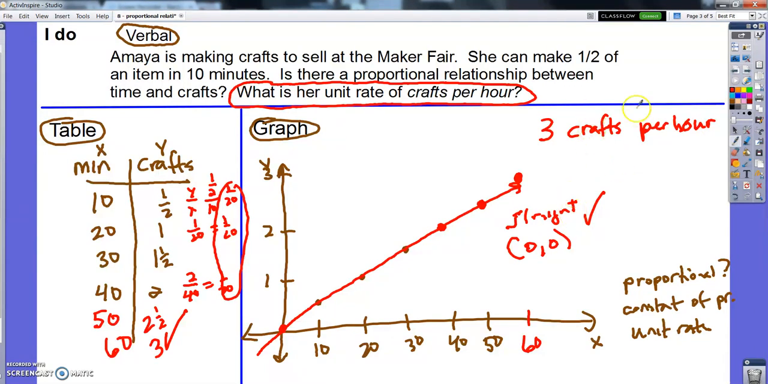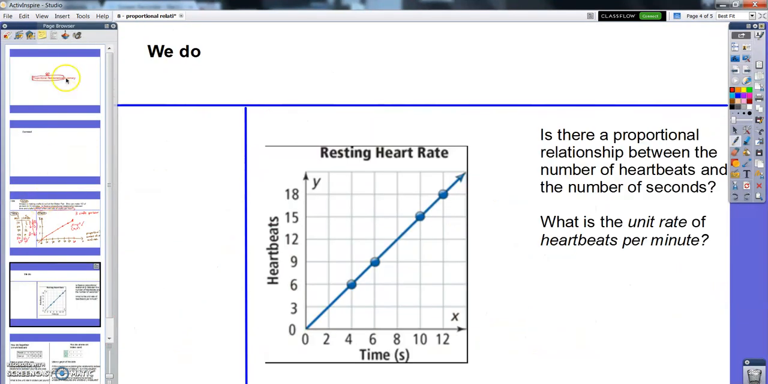All right. So that's just kind of how it all fits nicely together. All right, let's do another one. Let's do one together. Open up your notebook.